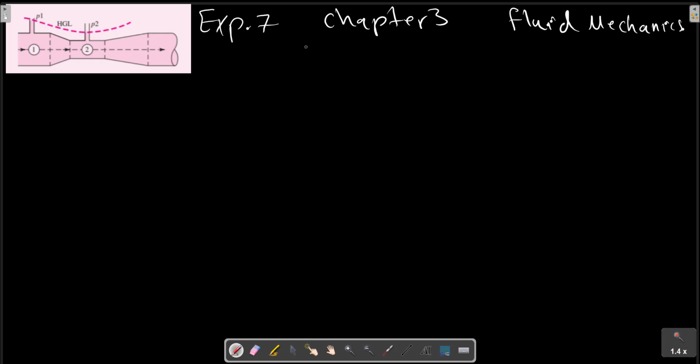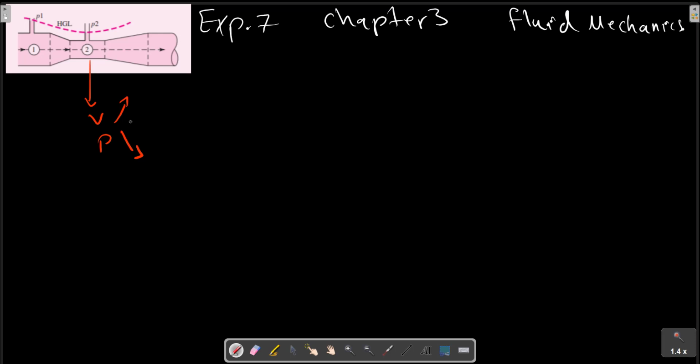A constriction in a pipe will cause the velocity to rise and the pressure to fall at section 2, as shown in this picture. So velocity rises, V increases and P decreases in this section. In truth, the pressure difference is a measure of the flow rate through the pipe.